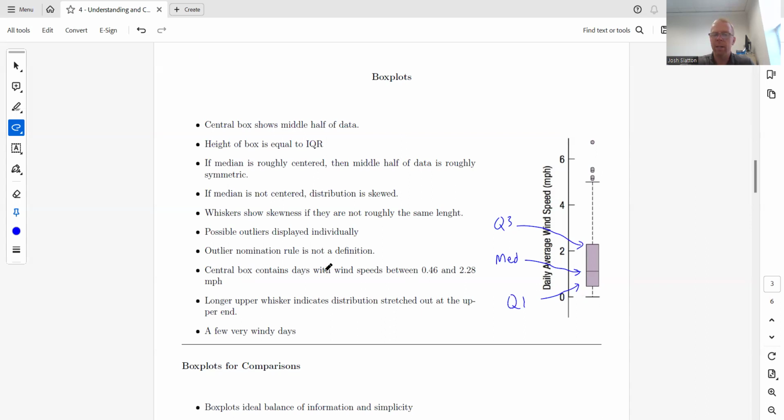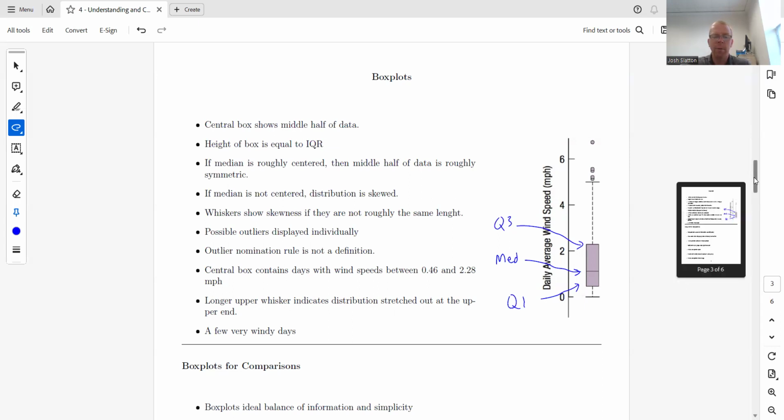The central box contains days with wind speeds between Q1 and Q3. The long upper whisker indicates the distribution is stretched out at the upper end, which we saw in the histogram. It was skewed right because it has a long tail as we get higher. A few very windy days, which we can see up here.